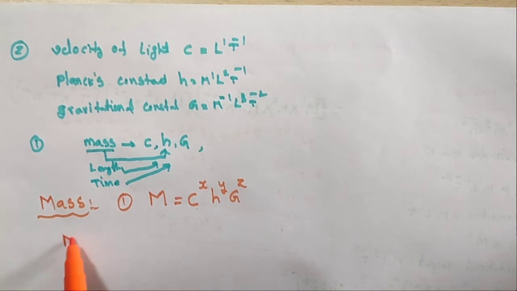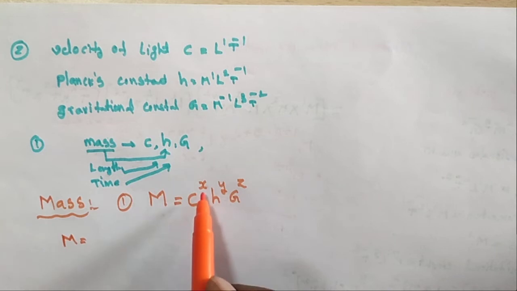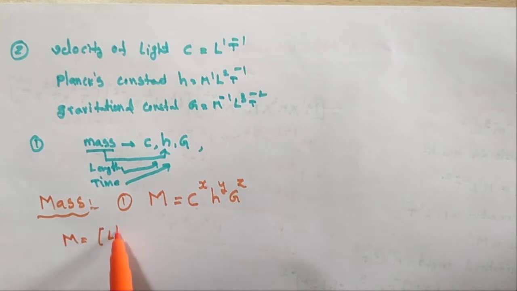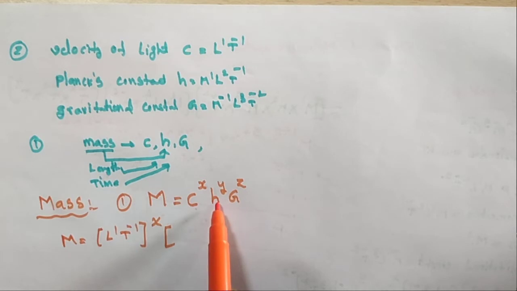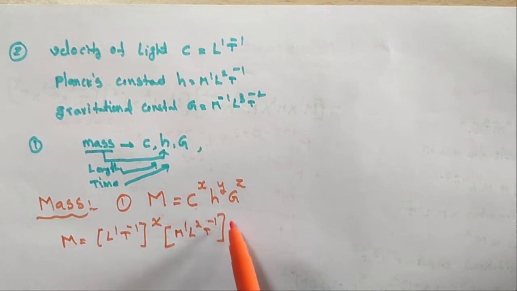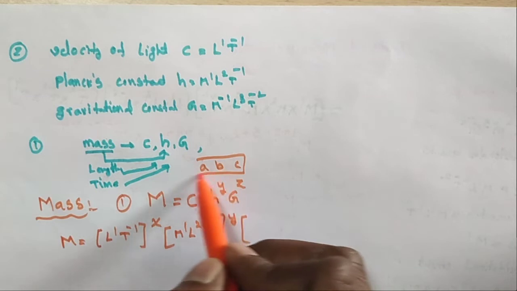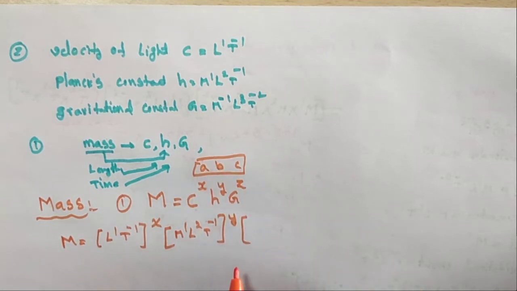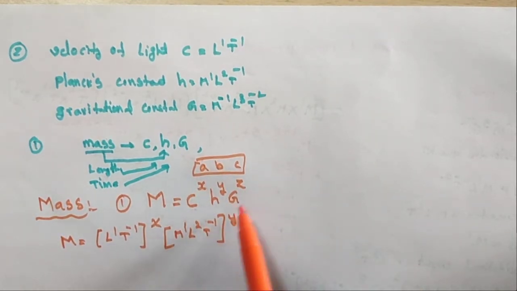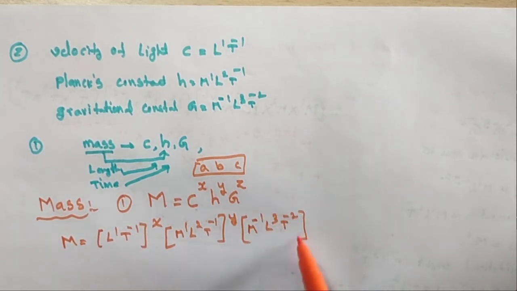So here, substitute these dimensional formulas in the above equation. So that is c power x. What is the c value? c is equal to L1 T power minus 1, whole power x. Similarly, h means Planck constant, M1 L square T power minus 1, whole power y. If you are taking a, b, c also, don't worry. If some members are taking a, b, c, it is not affected. So I am taking x, y, z. So G is equal to M power minus 1 L cube T power minus 2, whole power z.